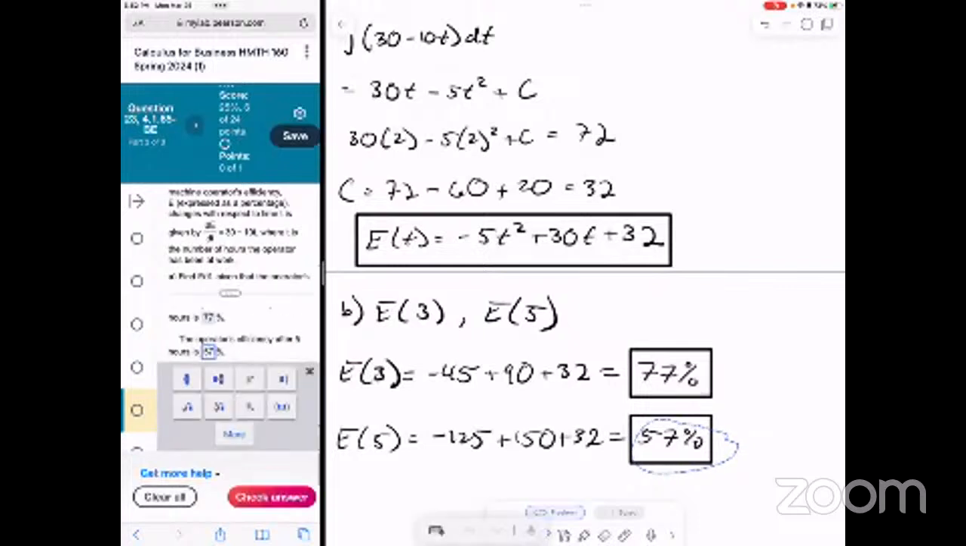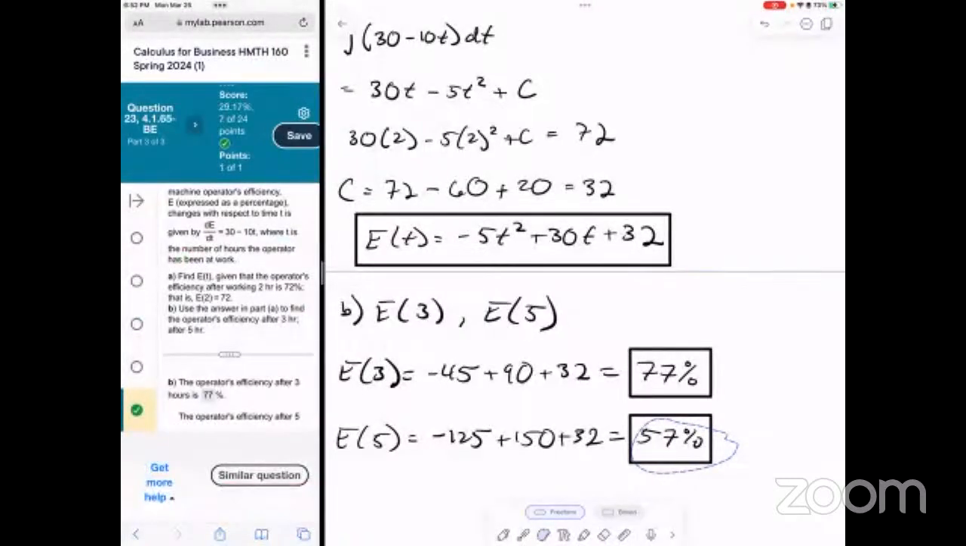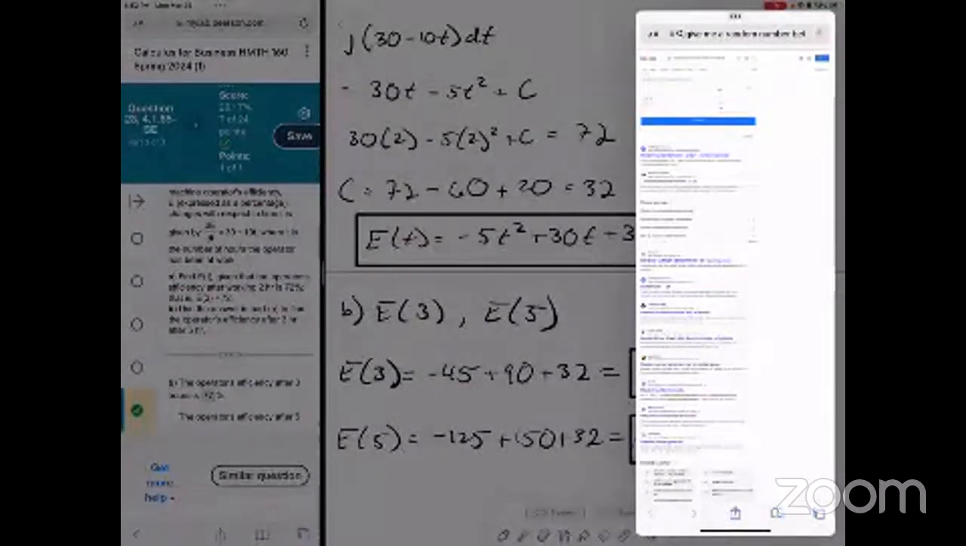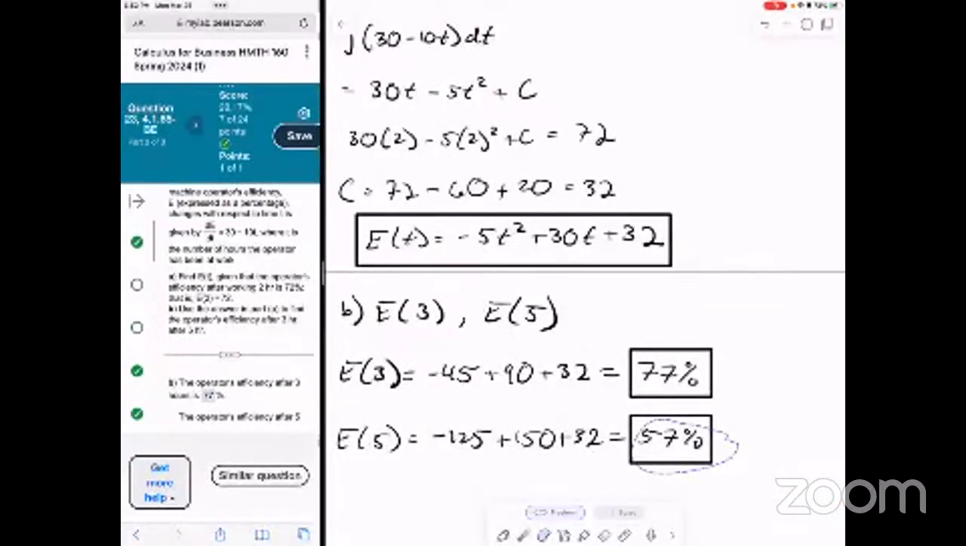Okay. I don't know why I keep having us do question 4. Let me look. So let me see, 1, 2, 3, 4, 5. Let's go ahead and do question 6.